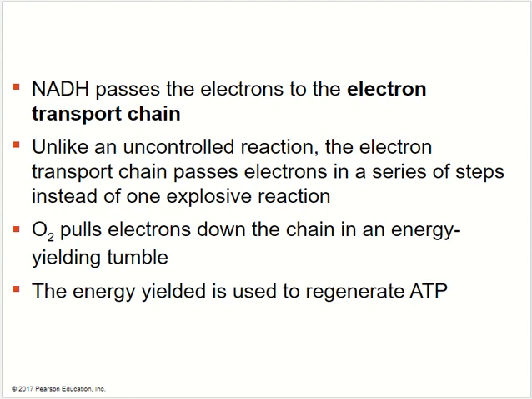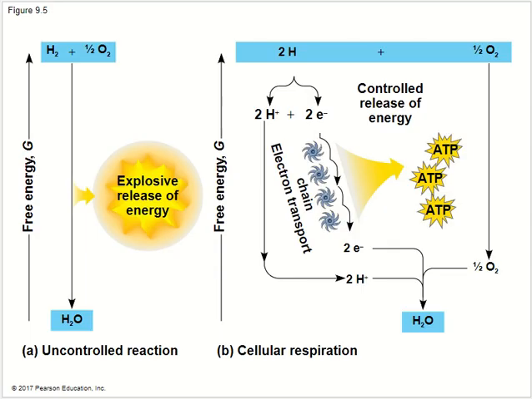Reduced nicotinamide passes the electrons to the electron transport chain. Unlike an uncontrolled reaction, the electron transport chain passes electrons in a series of steps instead of one explosive reaction. Dioxygen pulls electrons down the chain in an energy-yielding tumble. The energy is used to generate a ton of ATP.